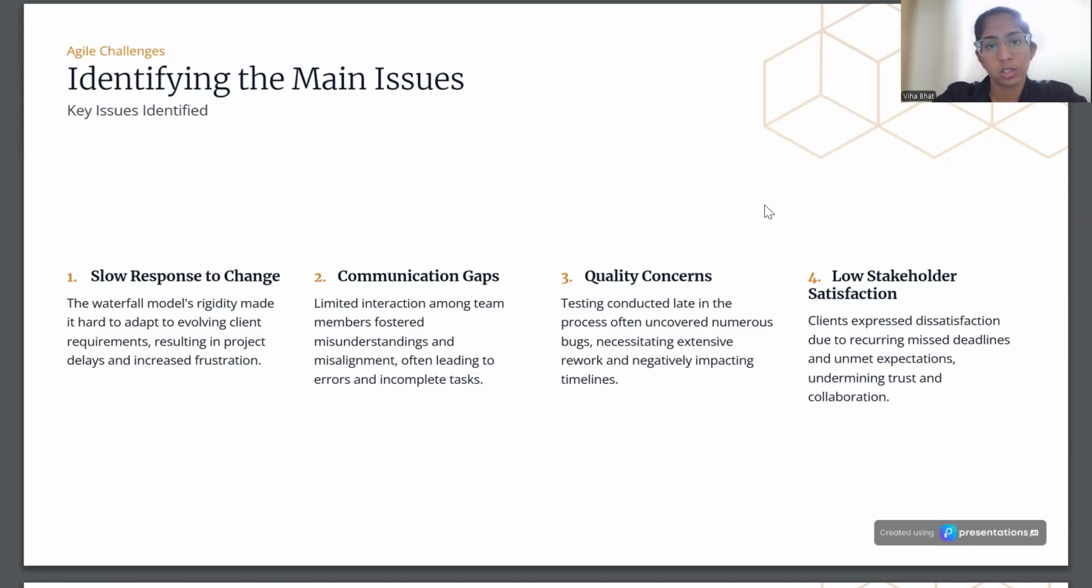Next was low stakeholder satisfaction. Because the clients or your stakeholders were not involved throughout the process of developing the software, it's very natural for them to not trust the process, to not know what's going on with the collaboration, and to have low satisfaction rates.